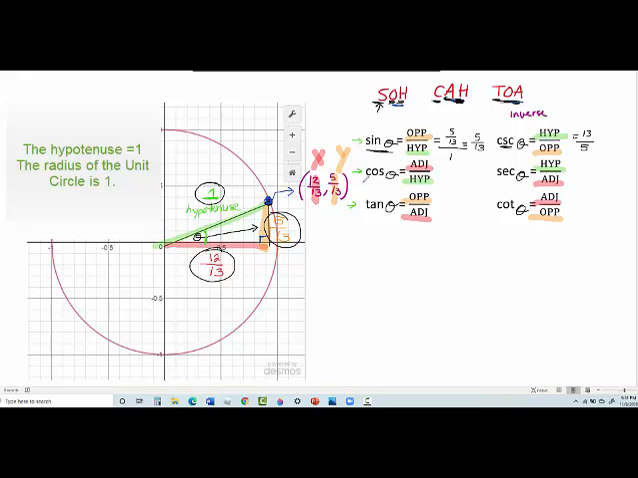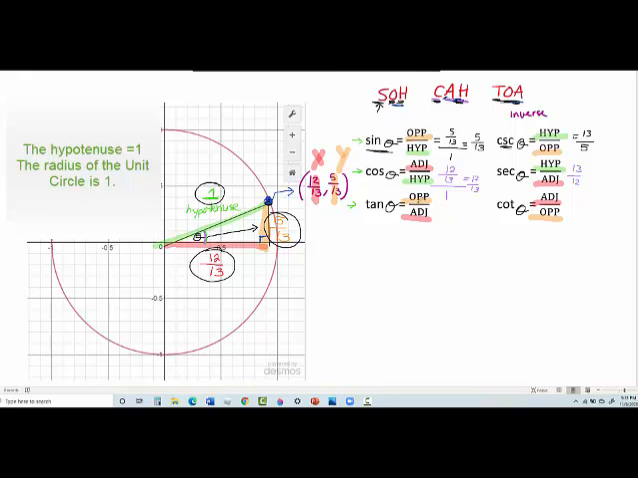For the cosine, we have the adjacent over the hypotenuse. So remember, cosine is adjacent over hypotenuse. Adjacent means the side that is attached to, or the leg that is attached to that angle there. Adjacent means next to. So 12/13 is the adjacent side, and we're going to divide that by the hypotenuse, which is 1. So that cleans up to 12/13. And the inverse for the secant is going to be 13/12.